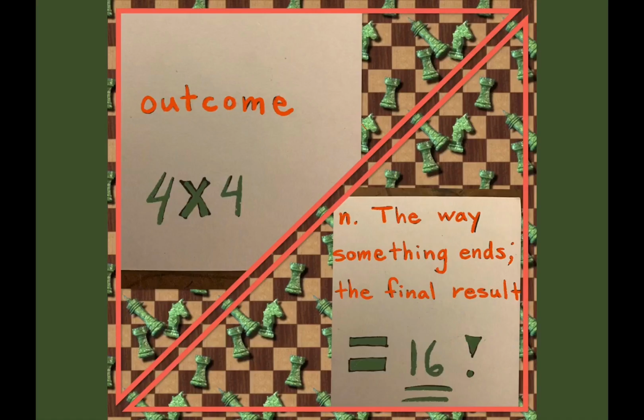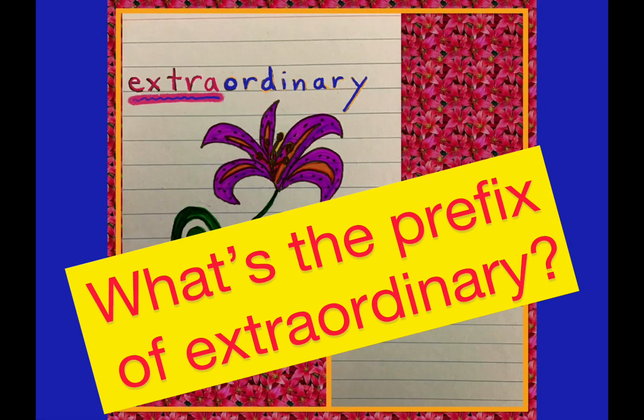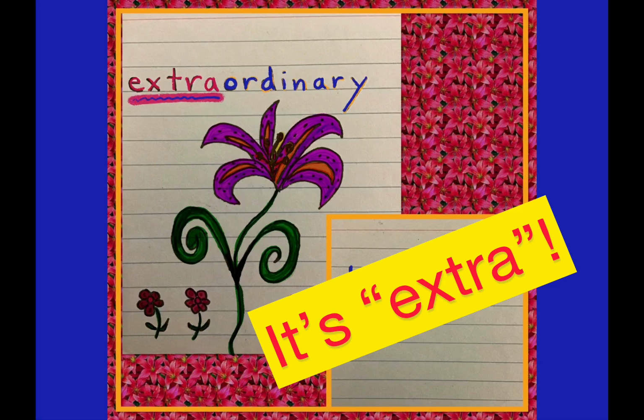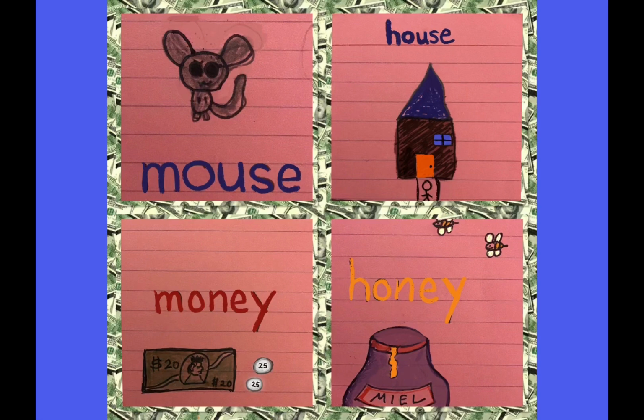Outcome is also a compound word. It's the way something ends, the final result. The final outcome of 4 times 4 is 16. Extraordinary means different from others. What's the prefix of extraordinary? It's extra.